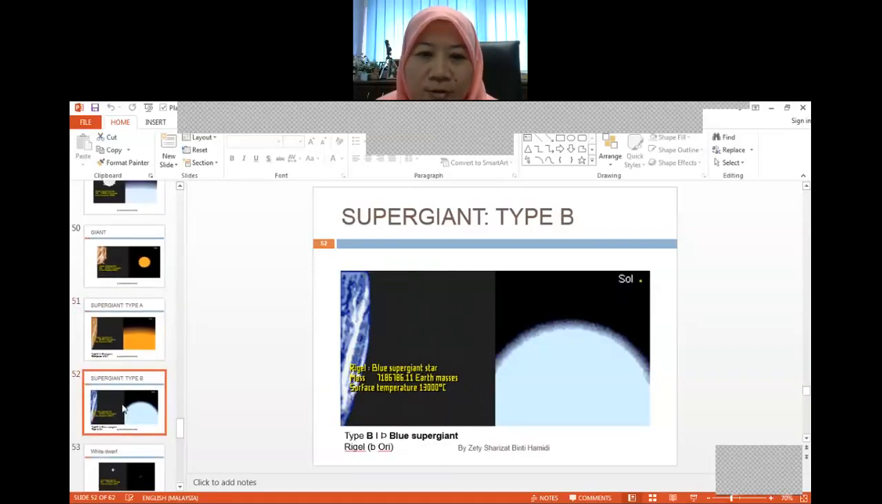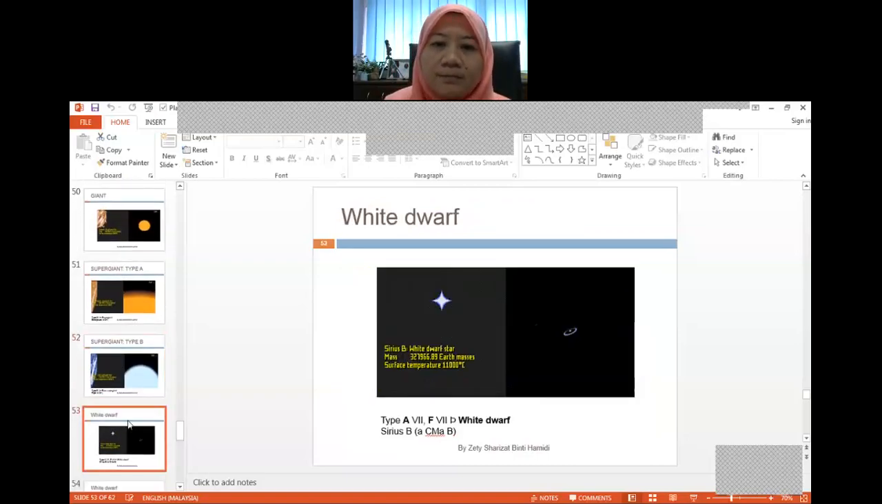And we do also have Rigel. This is a blue supergiant star, right? It can also be seen clearly at night, and the surface temperature is up to 13,000 degrees Celsius. Okay. So how about the white dwarf, right?